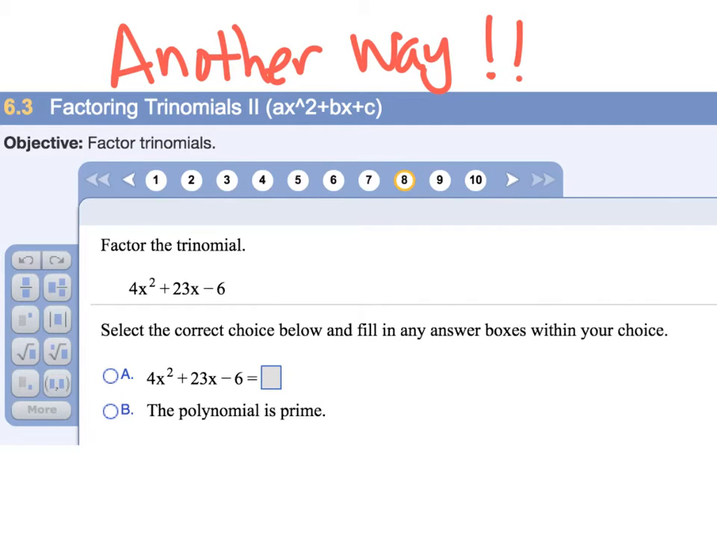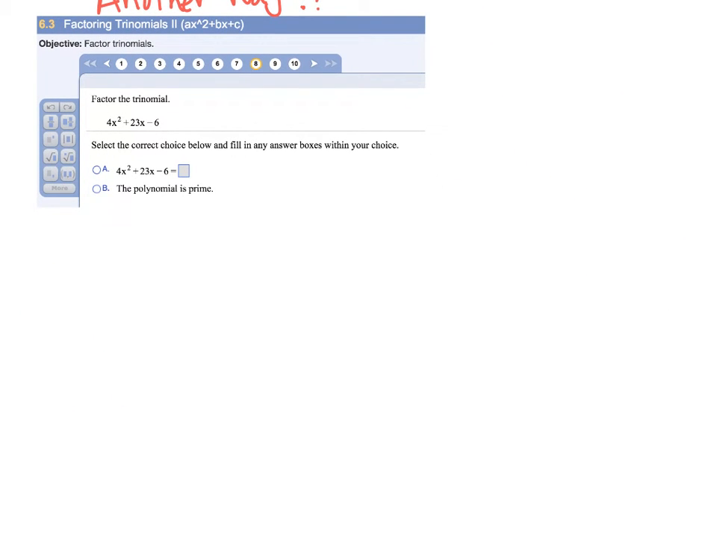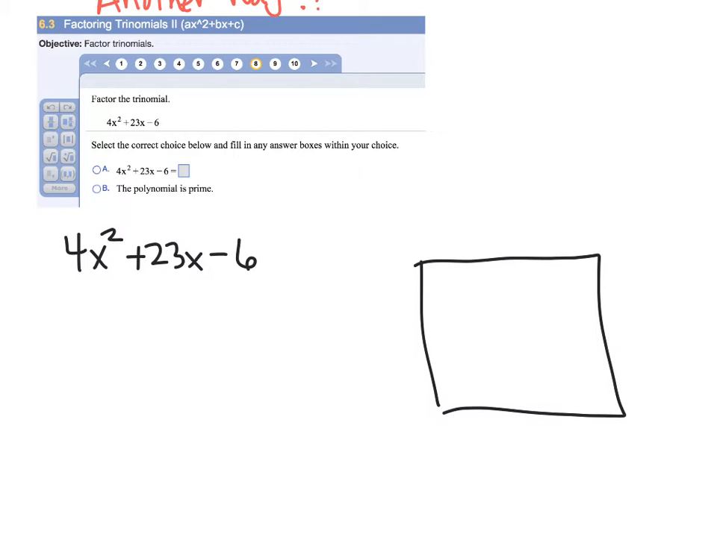All right. So the idea is, again, we know that we're going to try and factor this 4x squared plus 23x minus 6. All right. So the idea is we definitely know it's going to be a 2 by 2 grid. We definitely know that the 4x squared goes there and the negative 6 goes here.